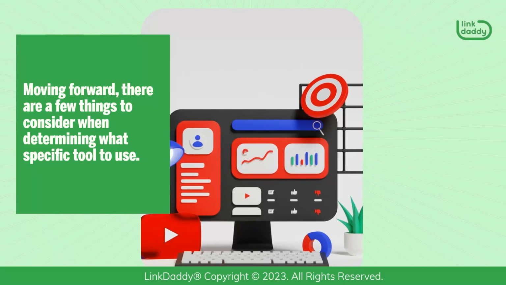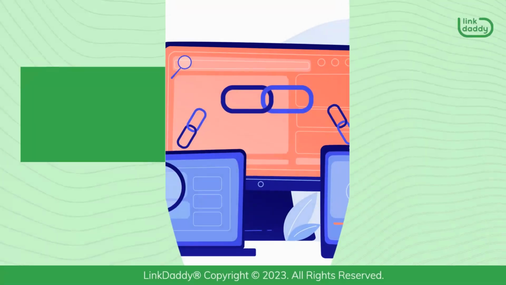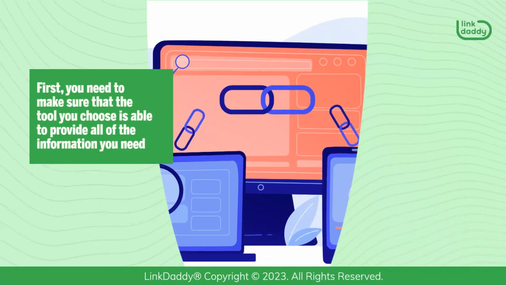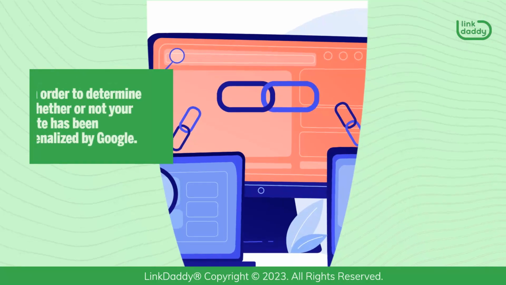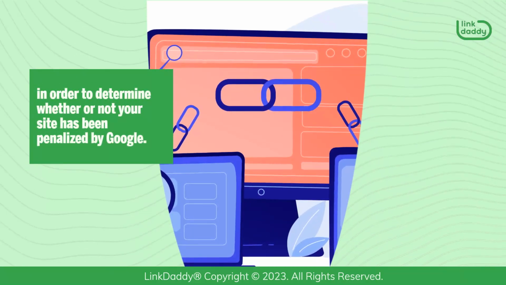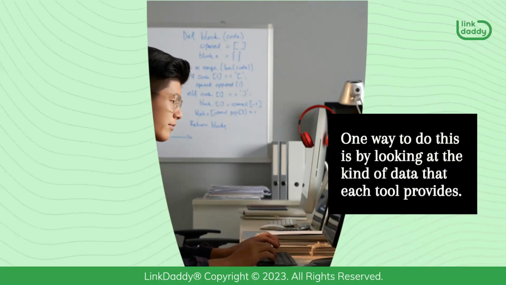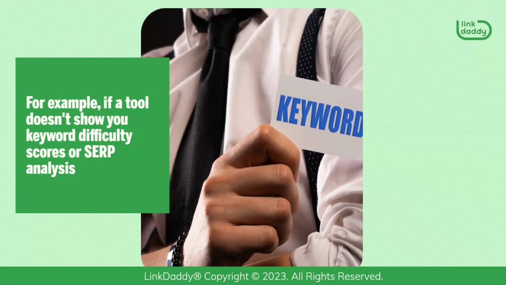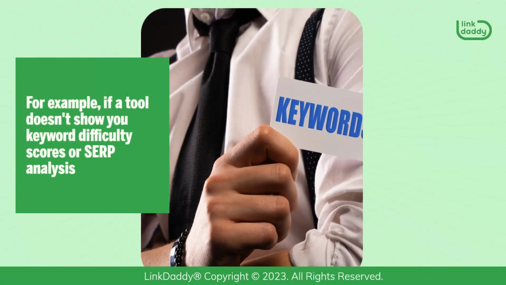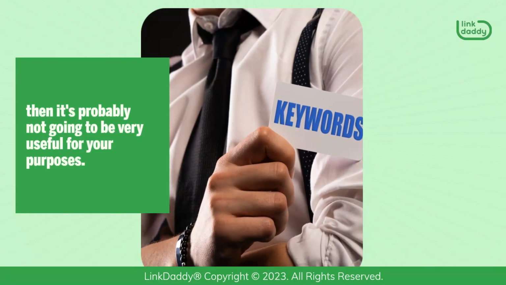Moving forward, there are a few things to consider when determining what specific tool to use. First, you need to make sure that the tool you choose is able to provide all of the information you need in order to determine whether or not your site has been penalized by Google. One way to do this is by looking at the kind of data that each tool provides. For example, if a tool doesn't show you keyword difficulty scores or SERP analysis, then it's probably not going to be very useful for your purposes.